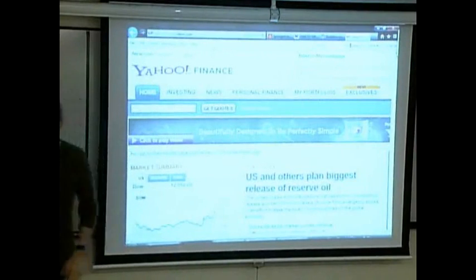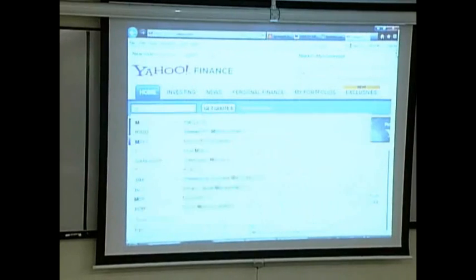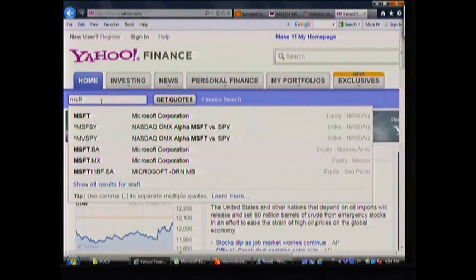So if you want to get information about a particular stock, let's say Microsoft, you have to know its ticker symbol. And I happen to know that Microsoft's ticker symbol is MSFT. But if you didn't know what it was, if you just typed Microsoft in here, then it would come down and give you the ticker symbol itself. So MSFT is Microsoft Corporation. And this is a publicly traded company.